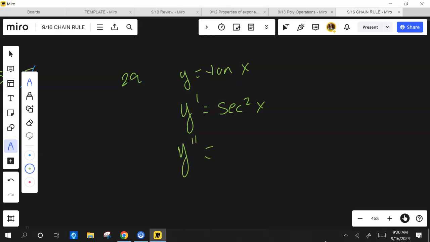Second derivative. Now I have a power, right? Power, trig, inside. Power 2, secant x, trig, secant tan, and then inside, but the derivative of x is 1, so that doesn't do me any good. So the second derivative would be 2 secant squared tangent.